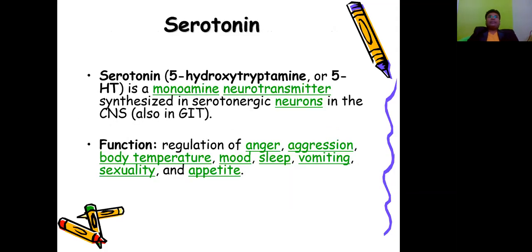Then, serotonin is a monoamine neurotransmitter synthesized in serotonergic neurons in the central nervous system, and it is also synthesized in the GIT. The functions of serotonin are that it regulates anger, aggression, body temperature, mood, sleep, vomiting, sexuality, and appetite.